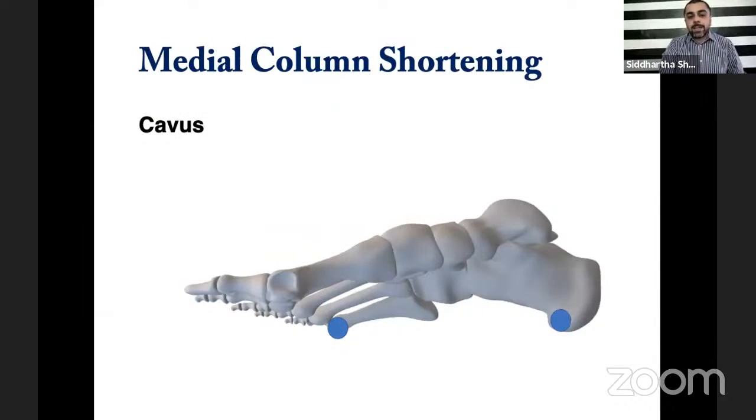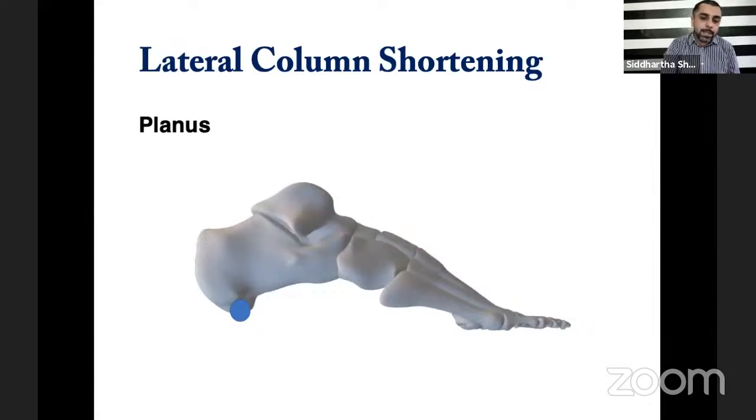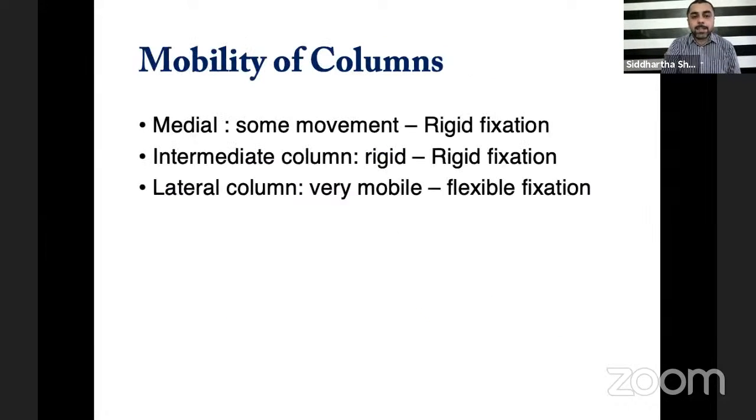So what happens if there is a medial column shortening? Suppose this was a situation where the metatarsal shortened because of comminution. In this case, you would have a cavus deformity. On the other hand, if there is a shortening of the lateral column, you would have a planus deformity.